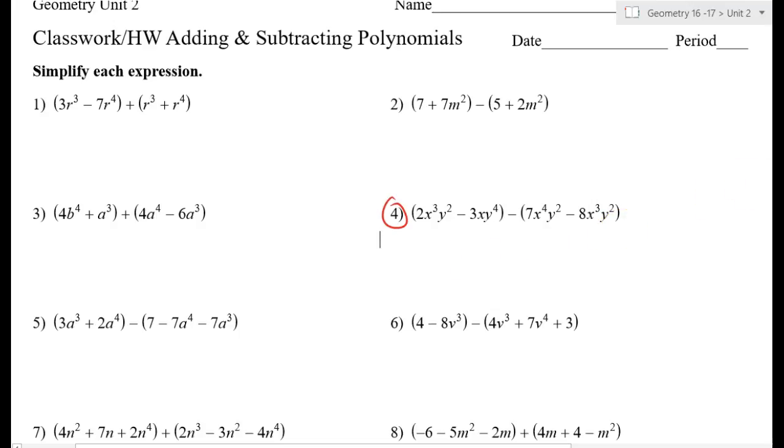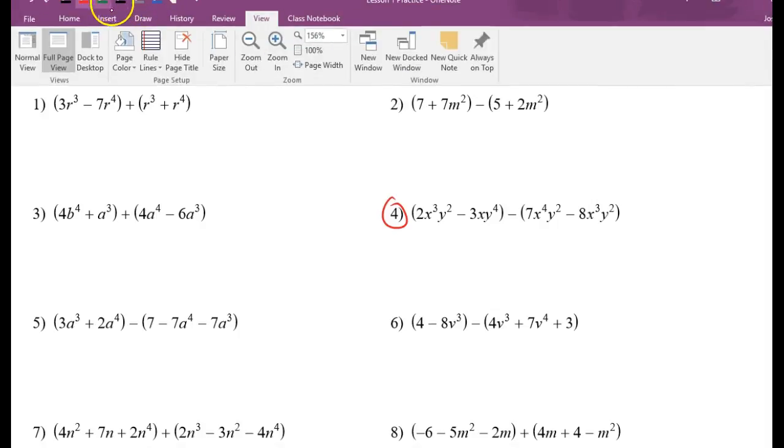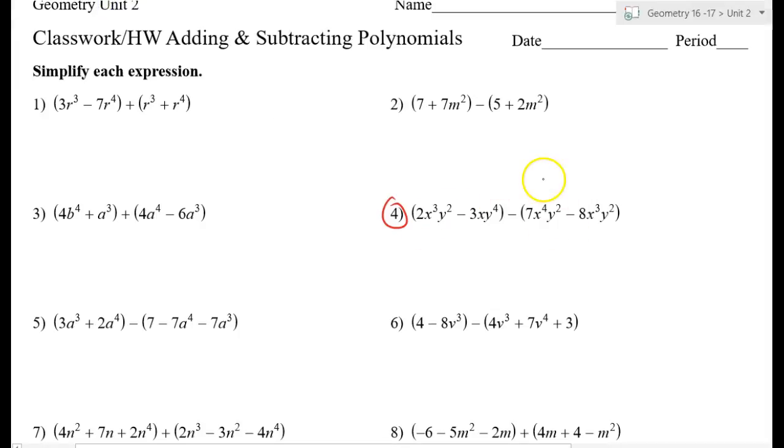The first thing that we want to pay attention to is what is the actual operation going on between my two polynomials. And the operation that I have here is subtraction. So before I can do any combining, I got to make sure I deal with the subtraction. And how I want to do the subtraction is by taking this -1 that's here and distributing it by both of the terms that are in our polynomial, in this case a binomial.